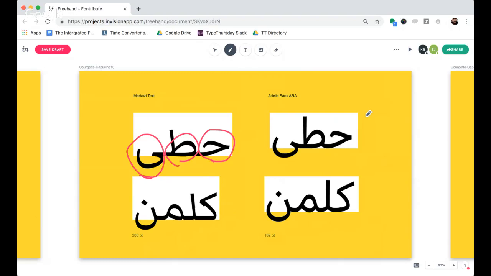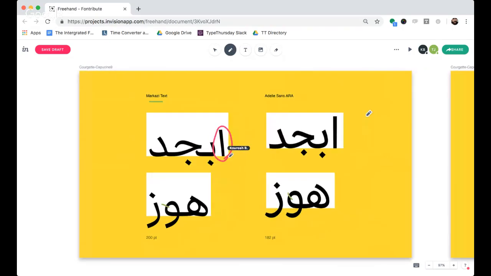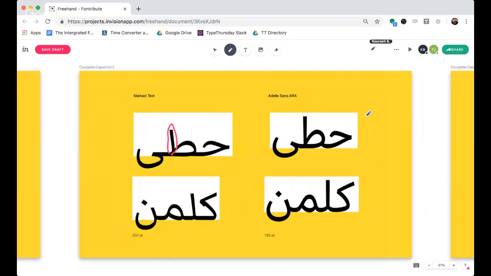For example, this stem on the top is pretty much like what we have here. And Borna decided to have some sort of ink trap feeling to avoid the darkness. And we have the same approach here, with more thickness on the top and thinner on the bottom.